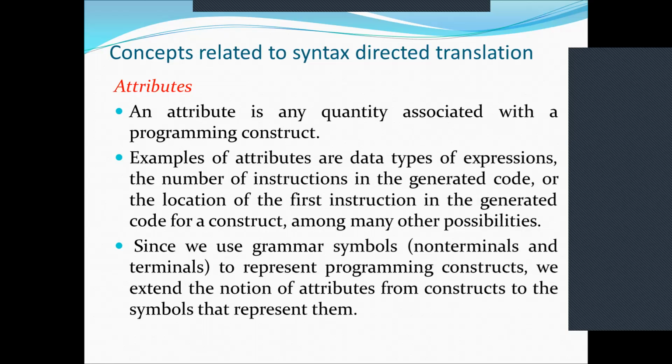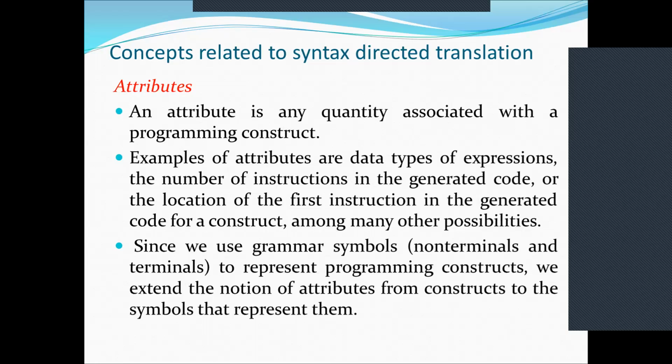So now next is the attributes. The concept of attribute: an attribute is any quantity associated with a programming construct. Examples of attributes are the data types of expressions. You know what the attribute of anything means? Those are the characteristics, or you can say the features, associated with any term or expression. That is the attribute.